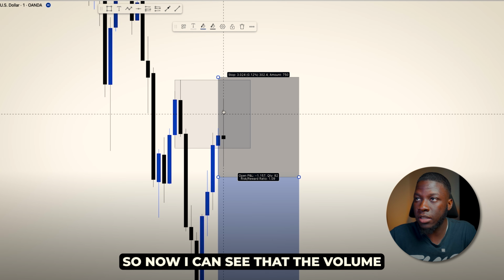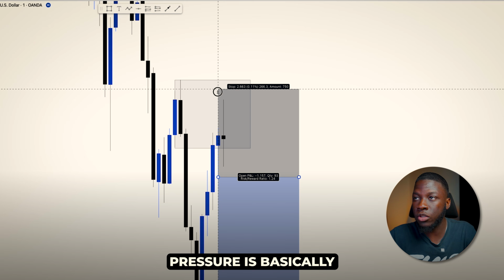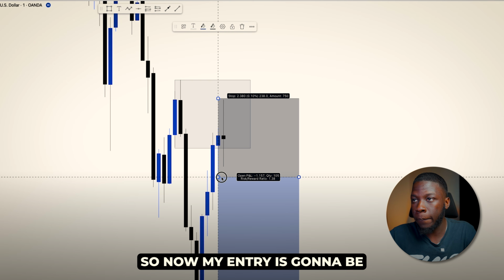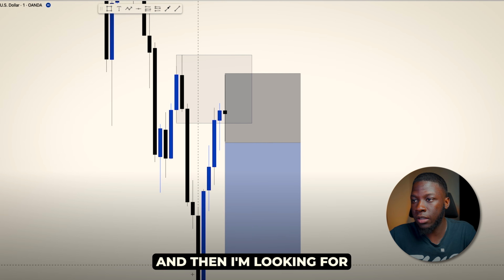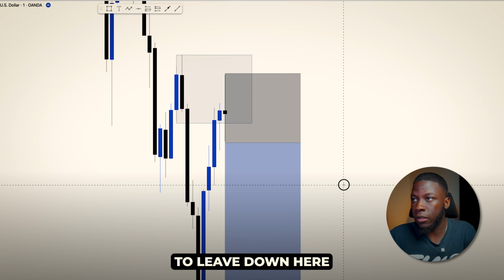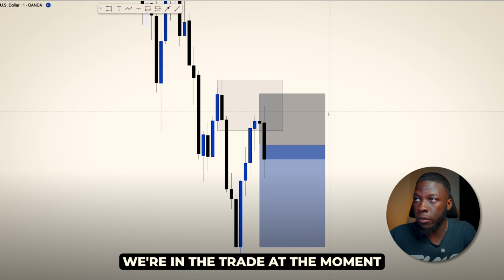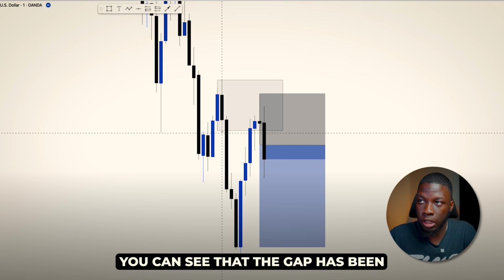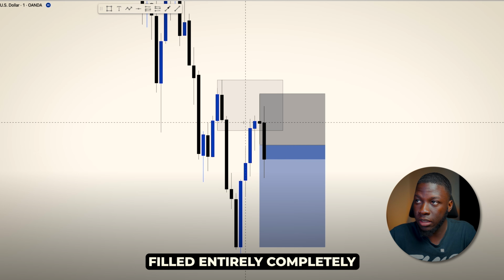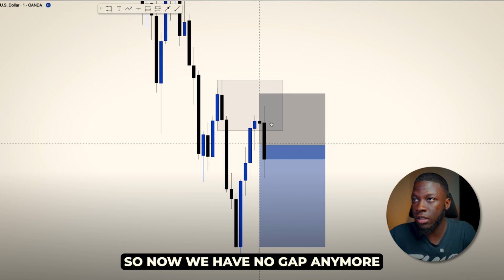All right, so now I can see that the volume and the buy pressure is basically slowing down a little bit. So now my entry is going to be set for here, and then I'm looking to leave down here. So now we do get that entry confirmation. We're in the trade at the moment. I'm looking to get down here. You can see that the gap has been filled entirely, completely. Price literally filled the gap entirely. So now we have no gap anymore.